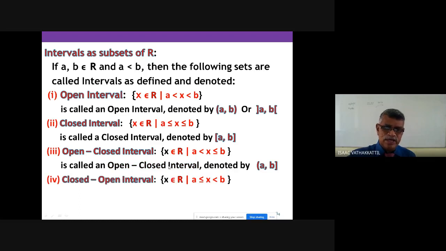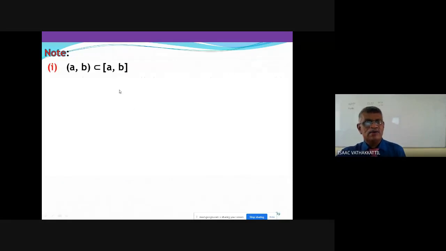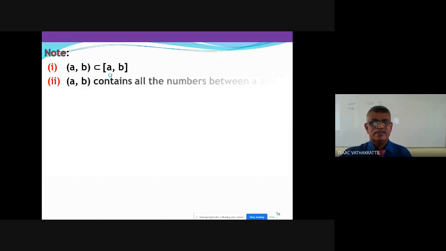In the same way we can say closed open. A is included, B is not included, and we have the corresponding notation. Left side is closed, right side is open. Remember here A is supposed to be smaller than B. Open, closed, closed, open, open closed, closed open: four kinds of intervals. Now we can have this result that open interval AB is very much a subset of closed interval AB, because all the elements in open interval AB are present in closed interval AB. And closed interval AB has two extra elements, A and B.